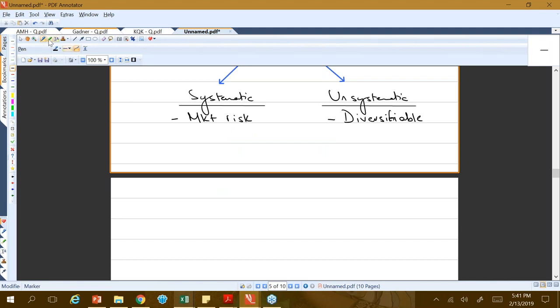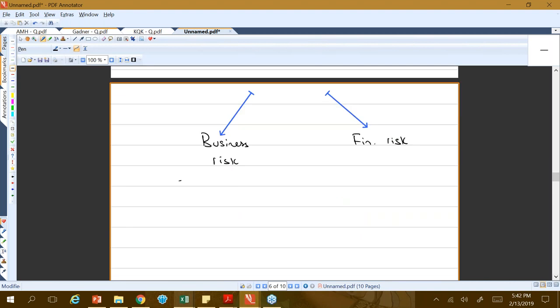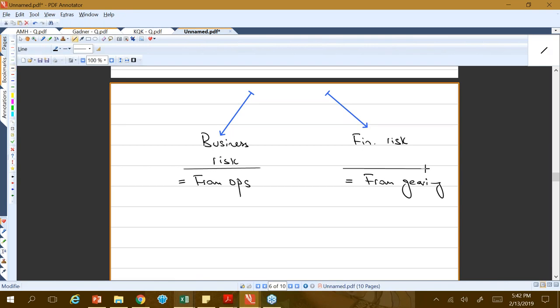Now, when we think of systematic risk, there are two important things we need to know. One is business risk, and the other is financial risk. Business risk results from operations, and financial risk results from gearing. So when you take on debt, your gearing increases and therefore your financial risk. Business risk is industry specific and financial risk is company specific.